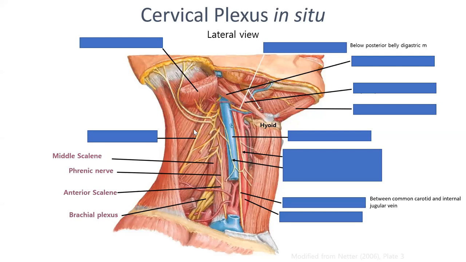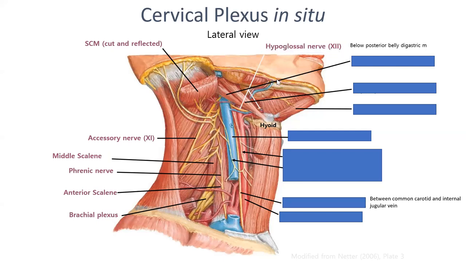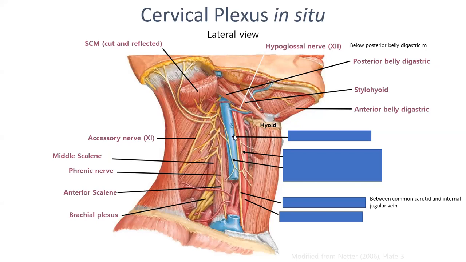What's this one? Accessory nerve. And reflected? Sternocleidomastoid. Hypoglossal. And then, of course, we know this one. Posterior belly. And the next one. Anterior belly. What is this here? Internal jugular vein. I wonder where the external jugular is.